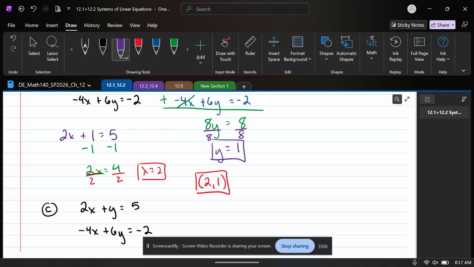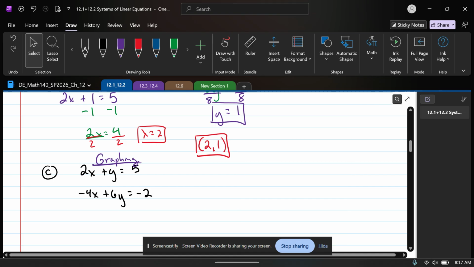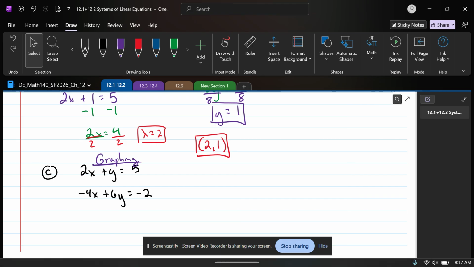So let's solve this one by graphing. Graphing is probably my least favorite way of doing it because it doesn't always land at a nice spot. This system does land at a nice spot, but not every system does. But graphing is a valid way of solving it.